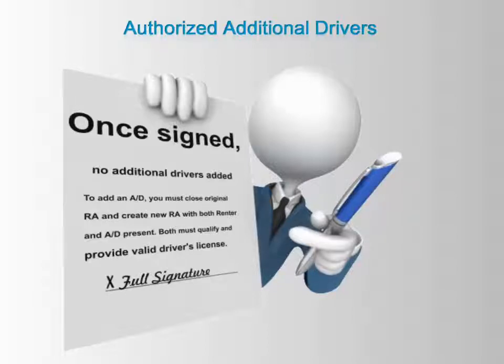Once the rental agreement is signed, if the renter then requests that an additional driver be added, or contacts you during the rental period to request this, you must close the original rental agreement and create a new rental agreement, which includes or reflects this additional driver. Remember, when you create the new rental agreement, both the renter and the additional driver must be present at the dealership and must present you with their valid driver's license. It's like starting a new rental transaction.